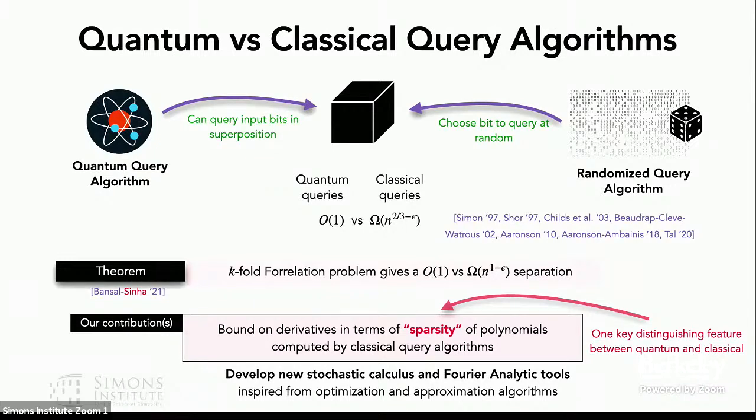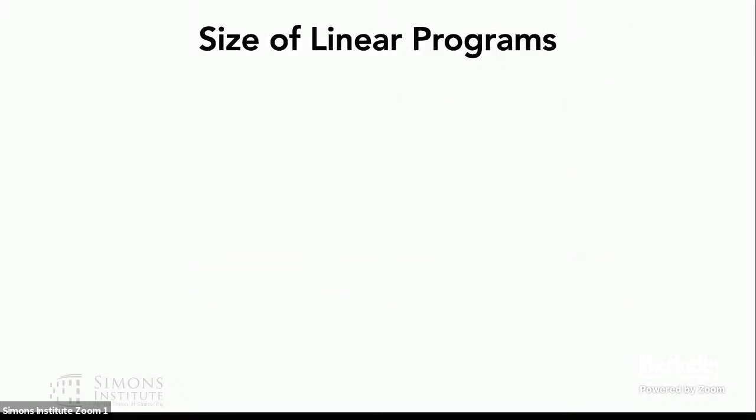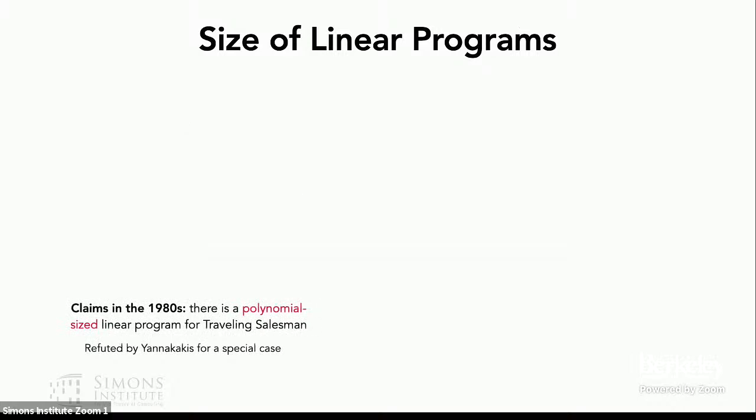So this is the first result I was going to talk about, and the second result is about the size of linear programs. Suppose you want to solve a problem in computer science by writing down a linear program and feeding it to a solver. One classic example of this was from the 80s, when there were some claims that there is a polynomial size linear program for the traveling salesman problem. Of course, these turned out to be false.